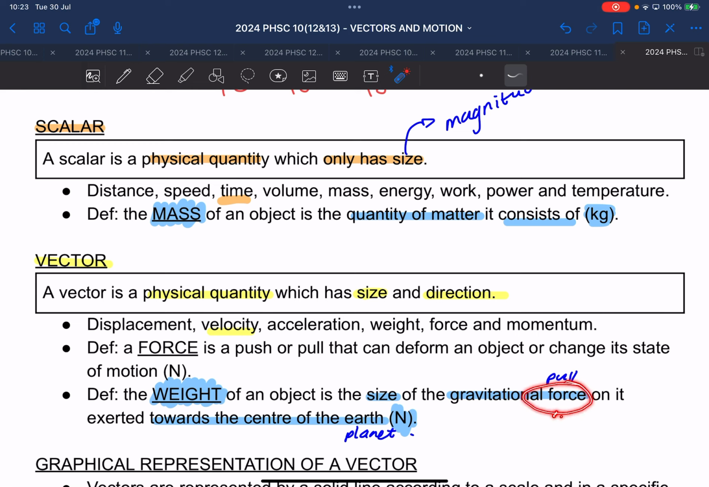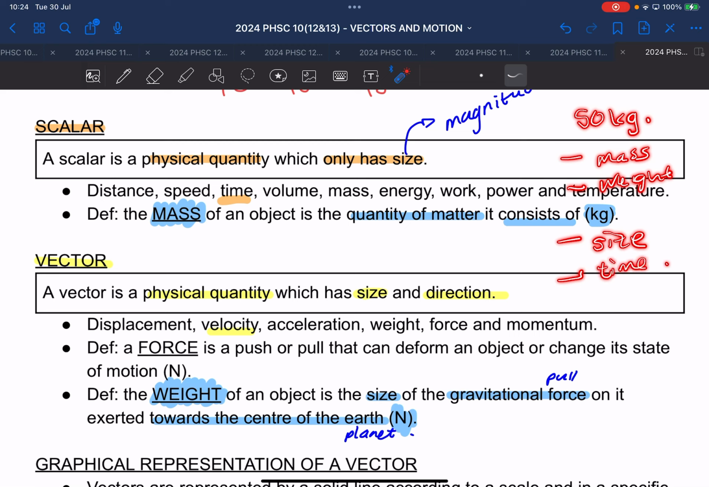So this is a multiple choice type of question. I'll say, on the Earth, your mass is 50 kilograms. What is different on the Moon? Then I'll give you the options: mass, weight, size, and I'll make up something, time. Then what is different on the Moon? Your weight is different. Why is it different? Because of the gravitational force.